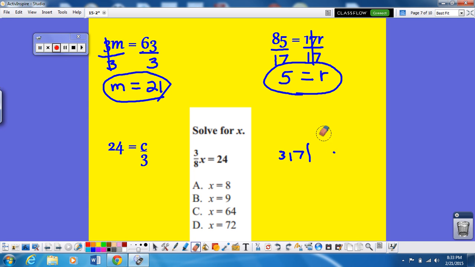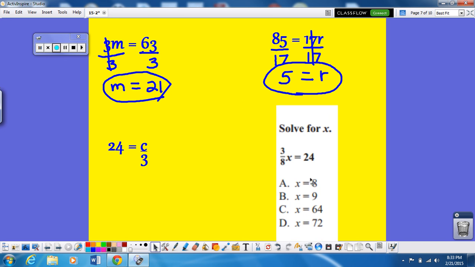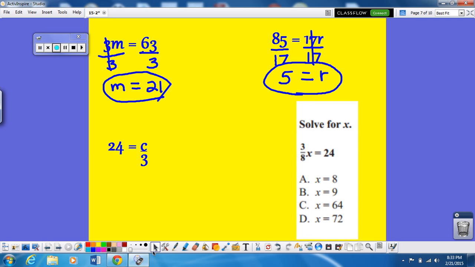Very simply, if you can just remember that if it's a multiplication problem, you're going to divide. If it's a division problem, you're going to multiply. Okay, let's look at this one. This one's kind of got the variable on the other side as well.